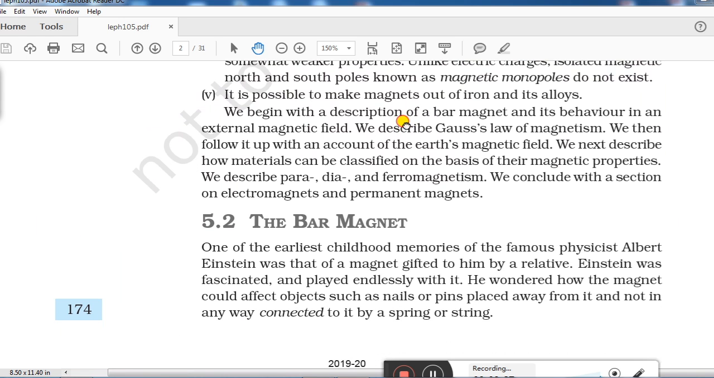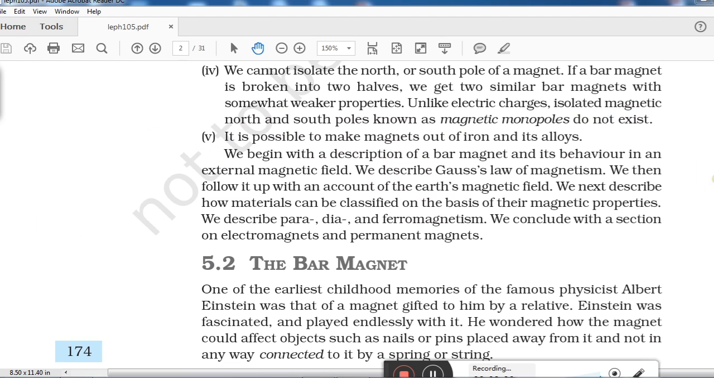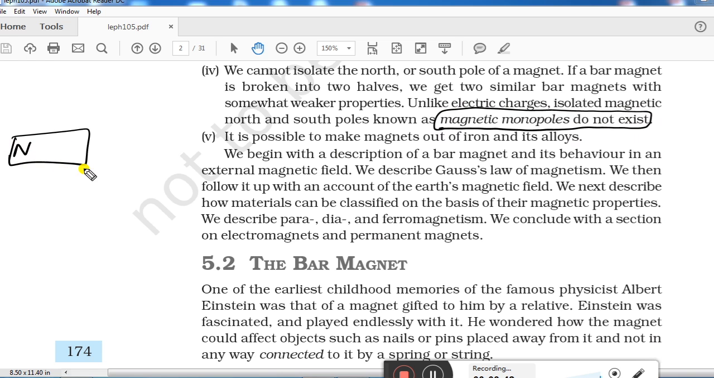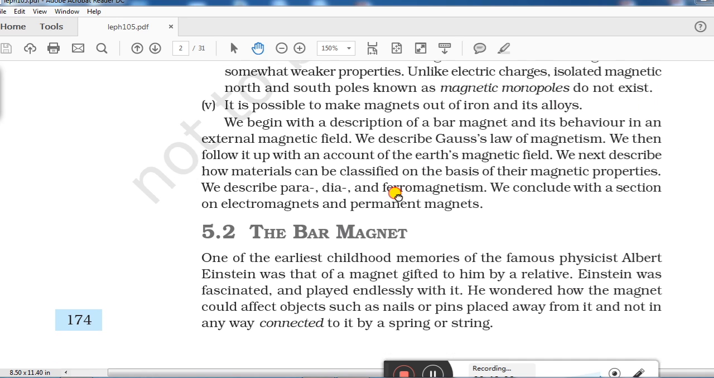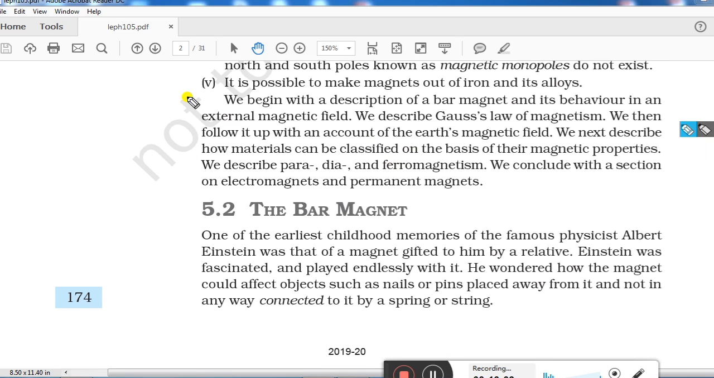One more thing they have given in italic, you can see: magnetic monopoles do not exist. Here you have seen that it would not be possible to have a magnet with a north pole only or with a south pole only. That means magnetic monopoles, meaning a magnet with a single pole, are not possible to exist in nature. This they are saying here in point number 4. This we left earlier, so we included this part also.